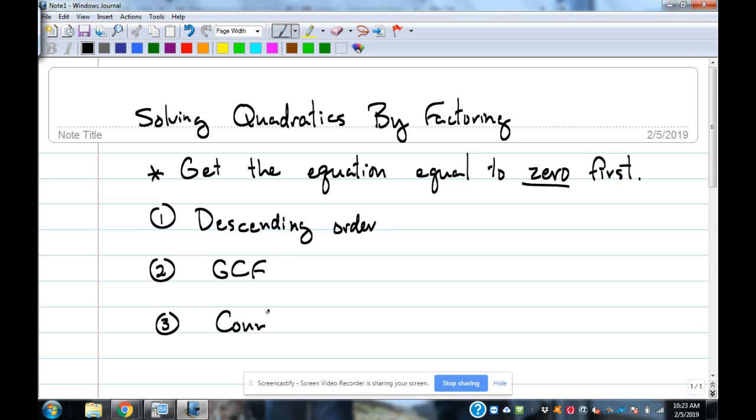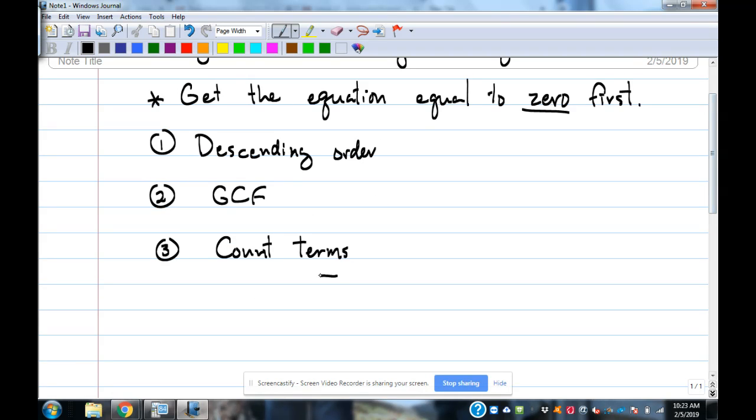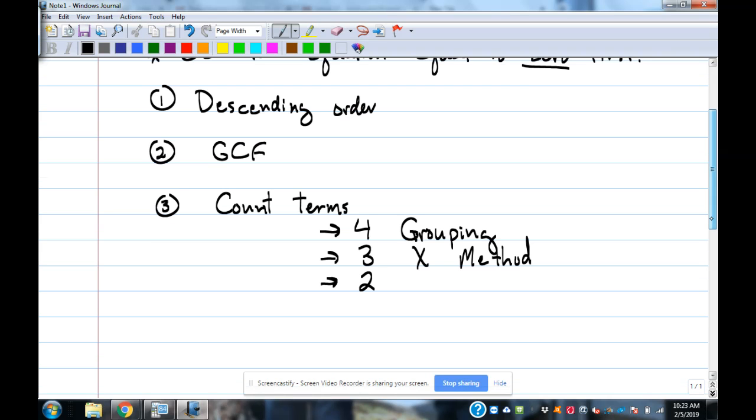then we count terms so that it helps us know what method to try to use. If there are 4 terms, what method did we try to use? Grouping. And a lot of times, it wasn't necessarily grouping at the beginning. We turned it into grouping because it had a trinomial, which was 3 terms, and that's where we're using that X method. And then if there were 2 terms, most of the time we're going to be dealing with differences of squares right now.